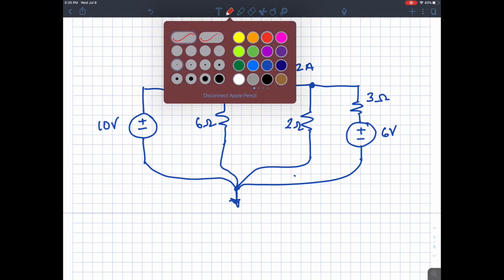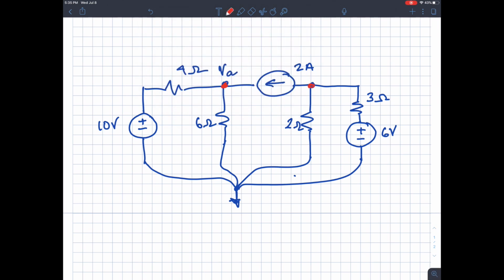Essentially I have a node. I'm going to draw all the nodes in red. A node here, a node here, and a node here. So I have 3 nodes. I'm going to call this one VA, this one VB, and this one is going to be the reference. Usually I draw a little arrow that indicates where the reference node is. Sometimes people will draw a ground symbol, but I think it's technically more precise to just draw an arrow.